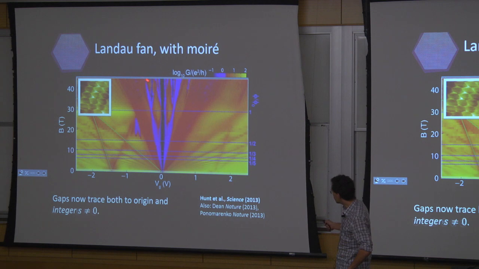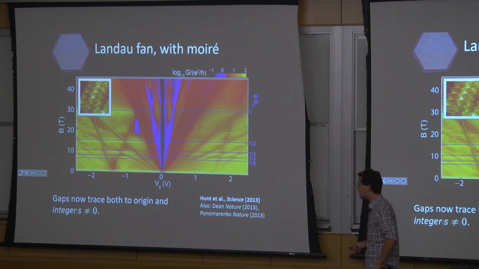Some of the gaps trace to 0, right? Like this dark black one. That's just charge neutrality. It's an insulator, it traces to 0. But some of them don't trace to 0. So here you have one that doesn't trace to 0. In fact, you have many that seem to originate from some finite charge density. And that's exactly the sort of signature of the Hofstadter butterfly.